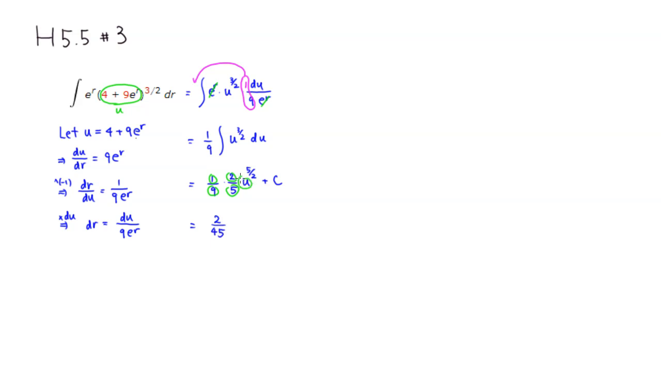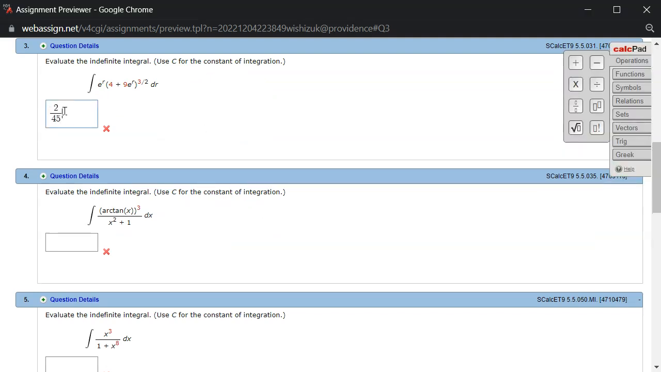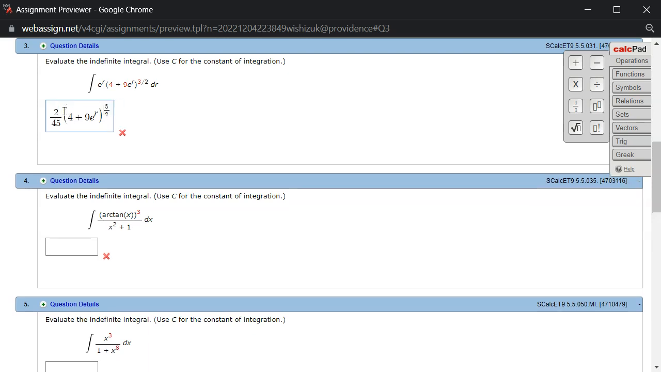Then u was originally 4 plus 9 e to the r, and raise it to the 5/2 power, and plus some constant c. All right, so let's type it in. So we got 2 over 45 quantity 4 plus 9 e to the r, raised to the 5/2 power, and plus some constant c.